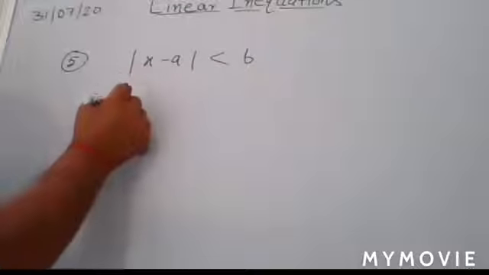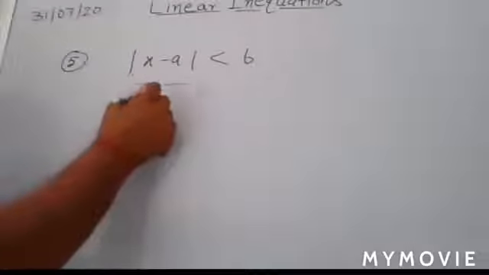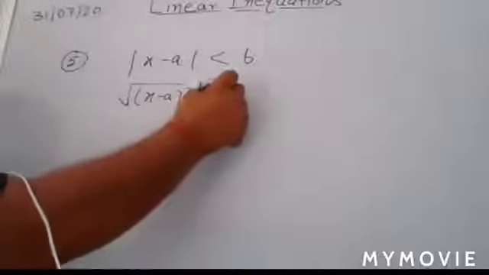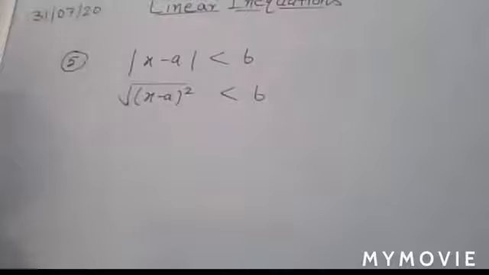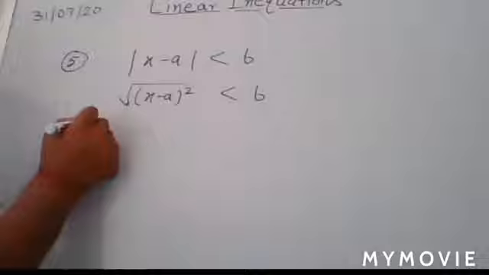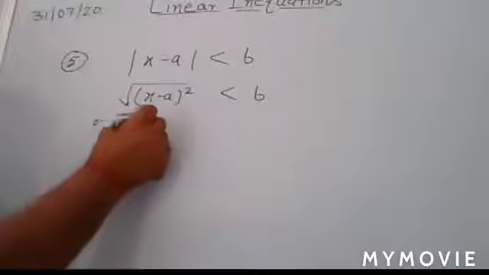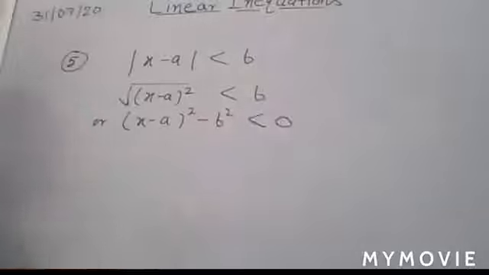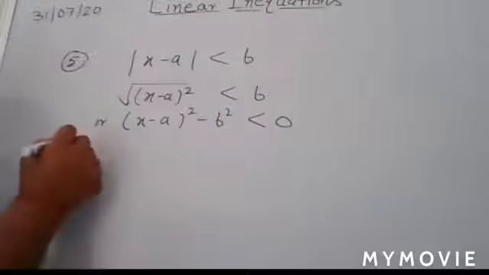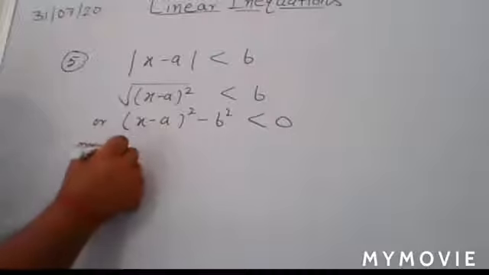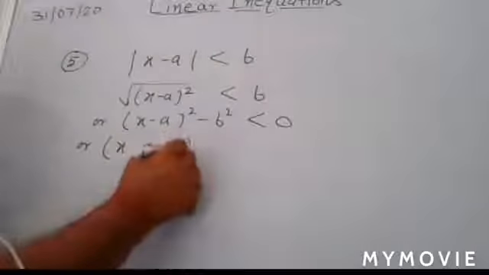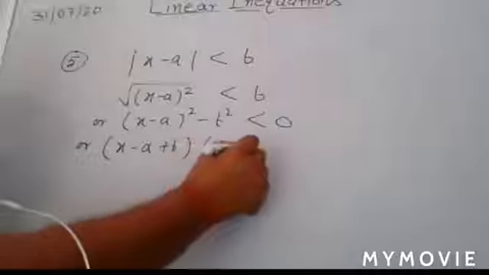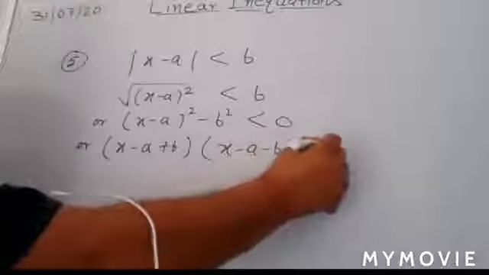Understand? So mod of x minus a is less than b. So that complete number can be written as under root x minus a whole square is less than b. You can write in this way. Now squaring both sides, so x minus a whole square minus b square is less than 0. Understand? Now factorize it. So you have x minus a plus b, and here you have x minus a minus b, that be less than 0.